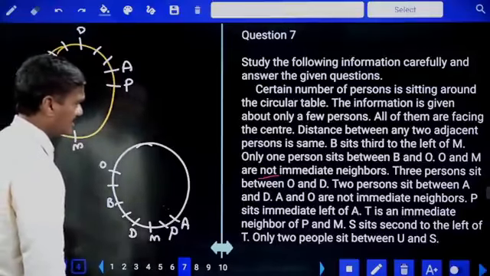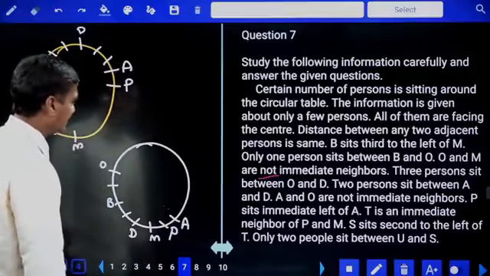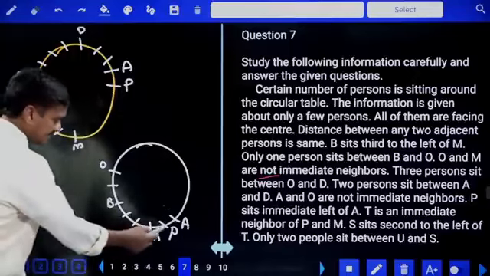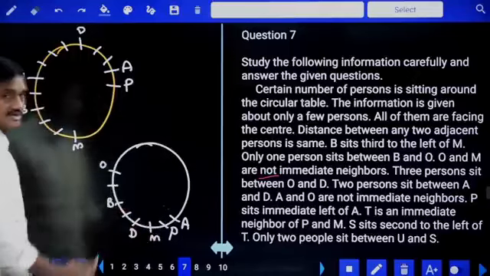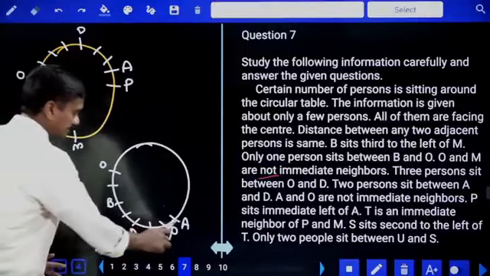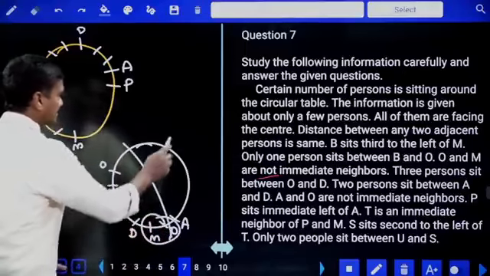And next one, T is an immediate neighbor of P and M. T is an immediate neighbor of P and M means in between P and M we must have one. Is it possible? Not possible, because P and M are adjacent to each other. Hence this case is ruled out.